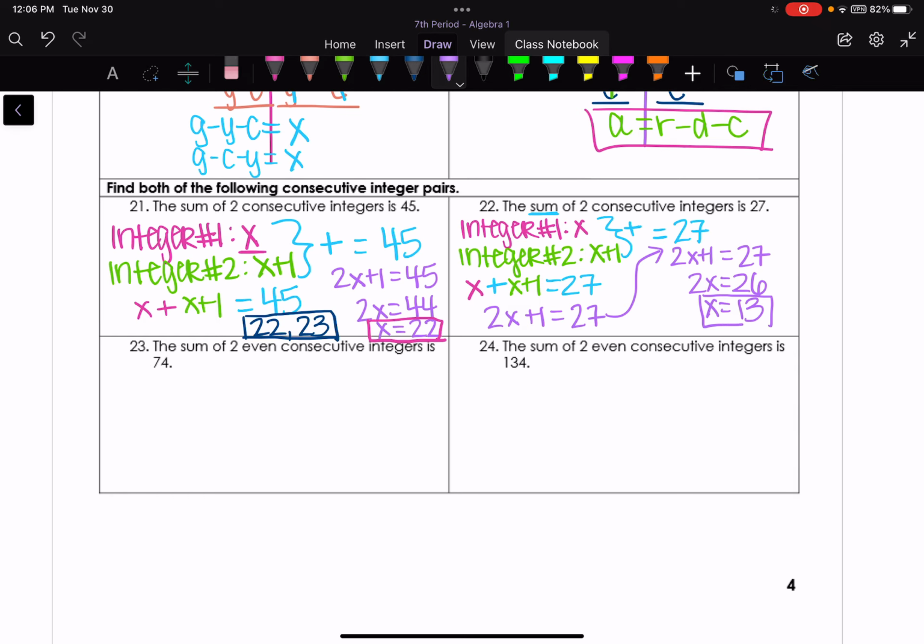Okay, and I know I haven't showed all my steps. If you want me to, I can work those out later for you if you have any questions with how to solve a two-step equation.